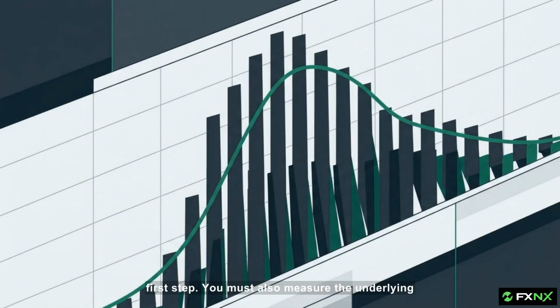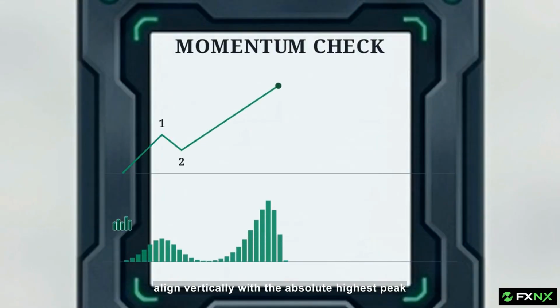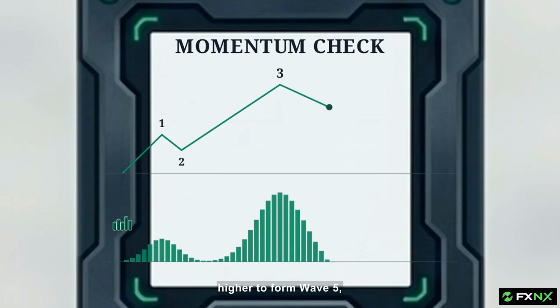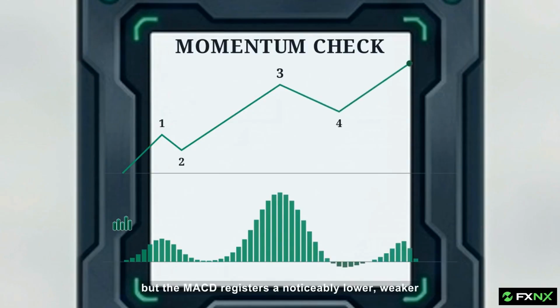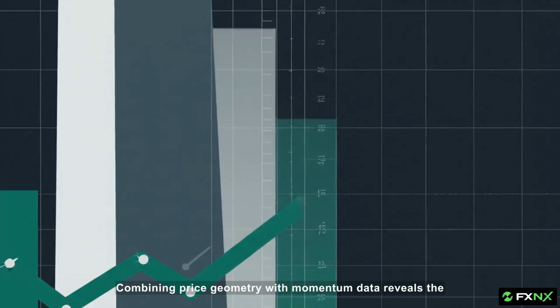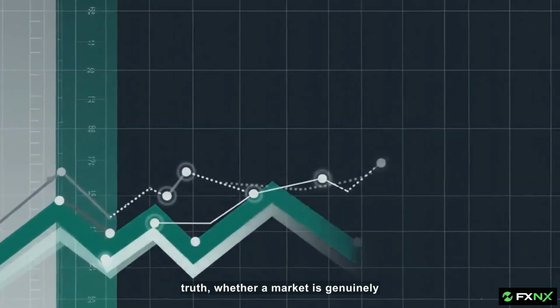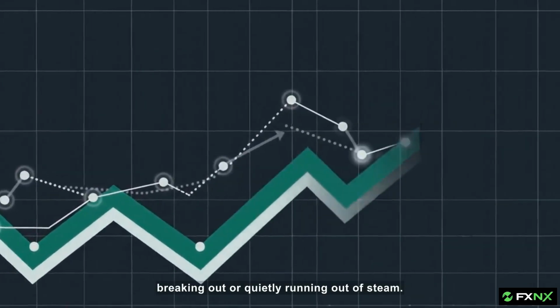But a valid geometric shape is only the first step. You must also measure the underlying market strength using a secondary filter, momentum indicators, like the MACD. During a Wave 3 breakout, market strength should align vertically with the absolute highest peak of the momentum histogram below. Later, price pushes higher to form Wave 5, but the MACD registers a noticeably lower, weaker peak. This is bearish divergence. Combining price geometry with momentum data reveals the truth, whether a market is genuinely breaking out or quietly running out of steam.